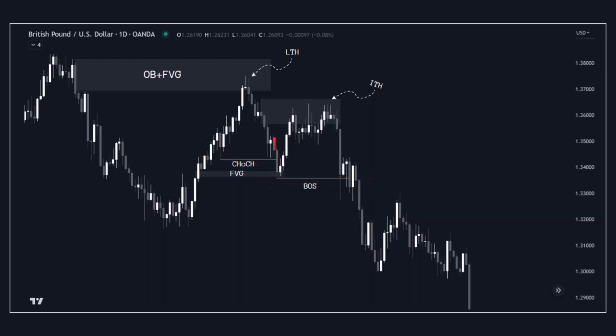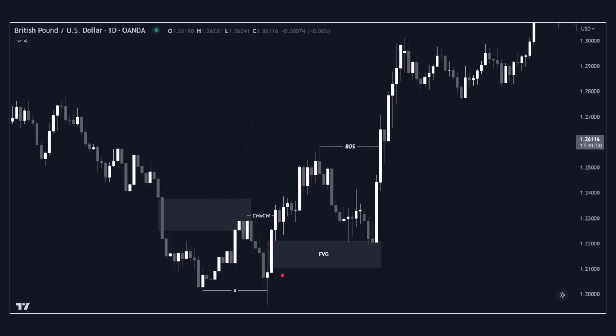You see a change of character here, price comes back to a point of interest to enter, goes down, gives me a breakout structure. Price goes up, mitigates a fair value gap here, and then breakout structure. And we can see clearly that this now is a protected high. It will never be broken unless our analysis is wrong.